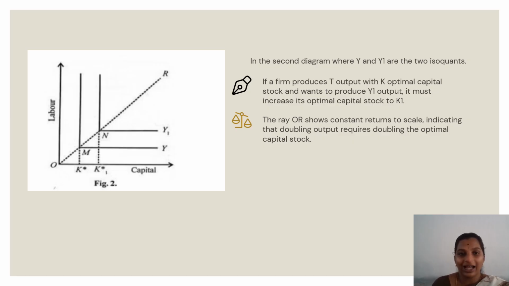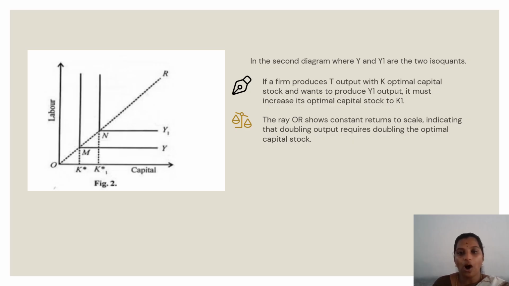In this diagram, the Y-axis represents labor and the X-axis represents capital, and Y and Y1 are two isoquants. If the firm produces Y output with K optimal capital stock and wants to produce Y1 output, it must increase its optimal capital stock from K to K1.